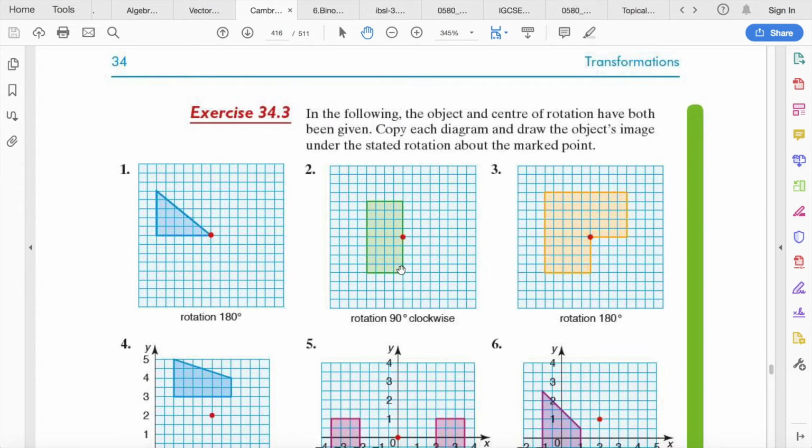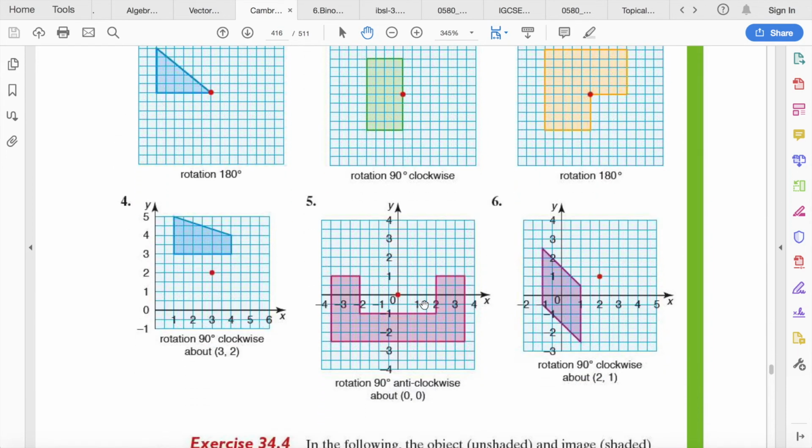Then here, the distance is 1, 2, 3, 4. So make an angle of 90. It is clockwise, so it is in this direction. If you make 90-degree clockwise, it will come here. Then this one, again join it, make an angle of 90, then measure the distance, then mark the point there. It is rotation.